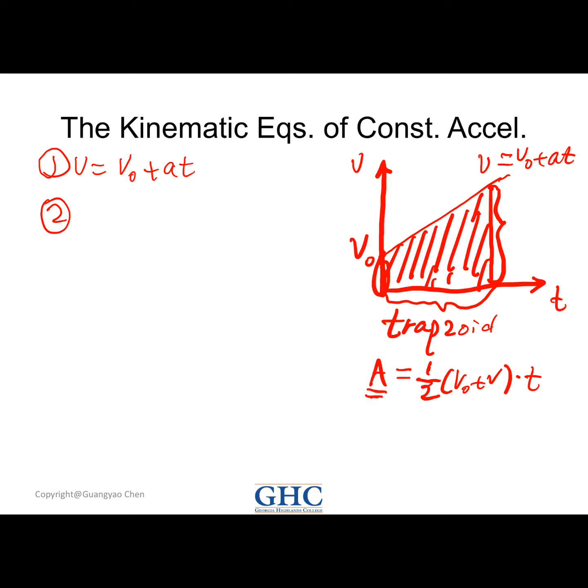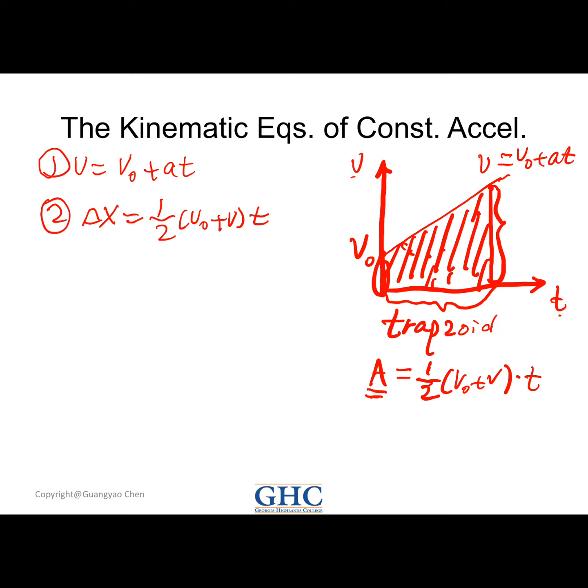And what is the physical meaning of this area? This is a velocity versus time plot, because the area under this curve gives you displacement. So quickly we get our second equation: displacement equals 1/2 (v0 plus v) t, which is 1/2 (initial velocity plus final velocity) times t.